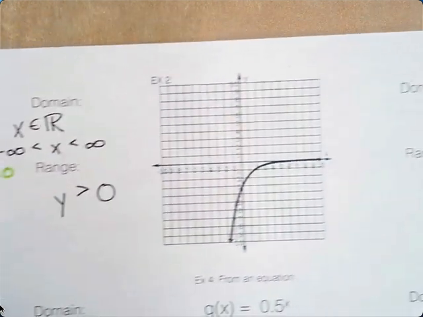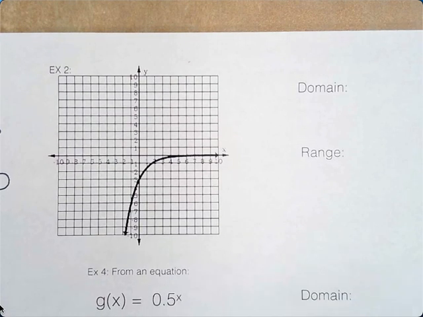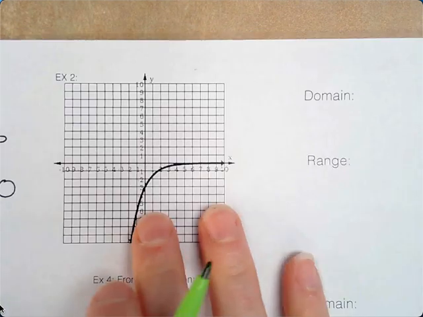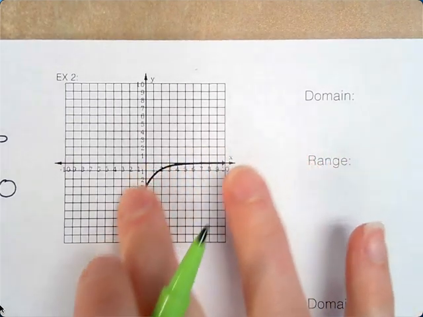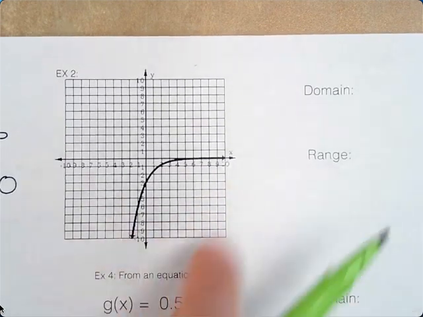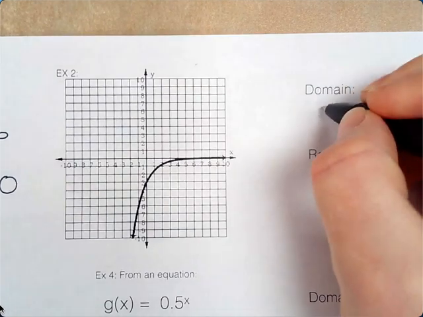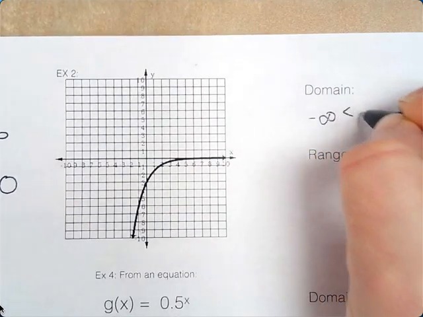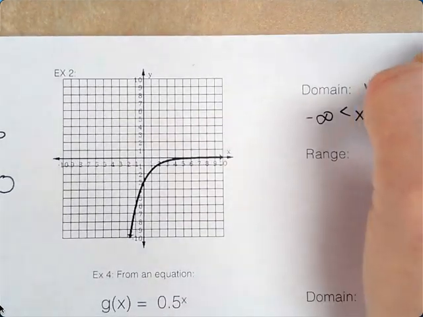Okay, let's go to example 2, right beside it. And this is a different looking exponential function. So it's going up. The x values can be anything. It's not restricted. So we can write negative infinity is less than x is less than infinity. All real numbers.